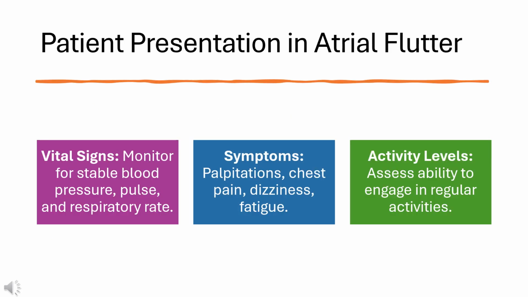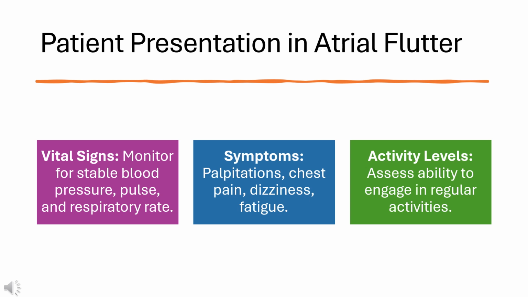Monitoring vital signs is crucial for patients with atrial flutter, as it provides insight into their hemodynamic stability and overall cardiovascular health. So, regularly check blood pressure to ensure it remains within a normal range. Both hypotension and hypertension can indicate instability or complications related to atrial flutter. Assess the heart rate for any irregularities. Note if the pulse is consistently rapid, slow, or irregular. This helps in identifying the effectiveness of current treatment and the need for any adjustments.